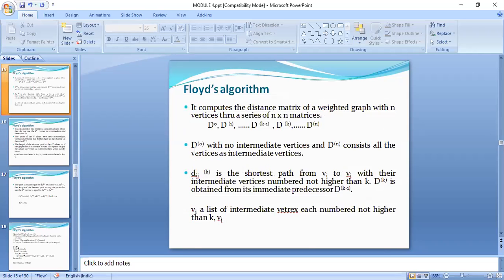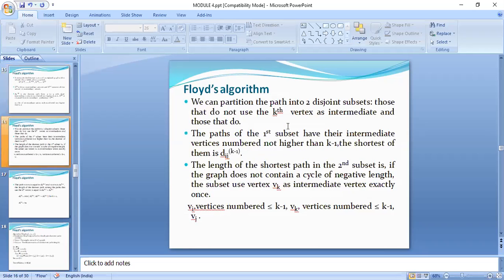So what do you mean by it? Here we have D0, and the next stage is D1. To construct D1, we depend upon D0, and vertex 1 will be taken as the intermediate vertex. Similarly, in Dk, the kth stage, it depends upon Dk minus 1, and k acts as the intermediate vertex. Like that, each path falls into two subsets: the paths considered with the intermediate vertex and those without, that is, the direct vertices themselves.